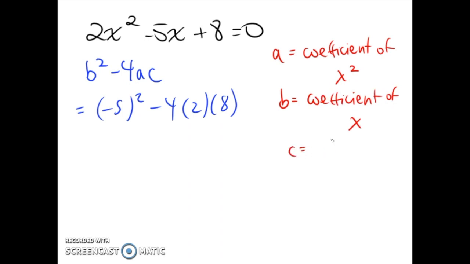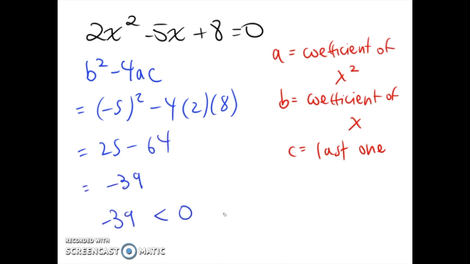And so from plugging this in, all you have to do is simplify it. So we would get 25 minus 64, which equals minus 39. So since the discriminant is less than 0, there are no real roots.